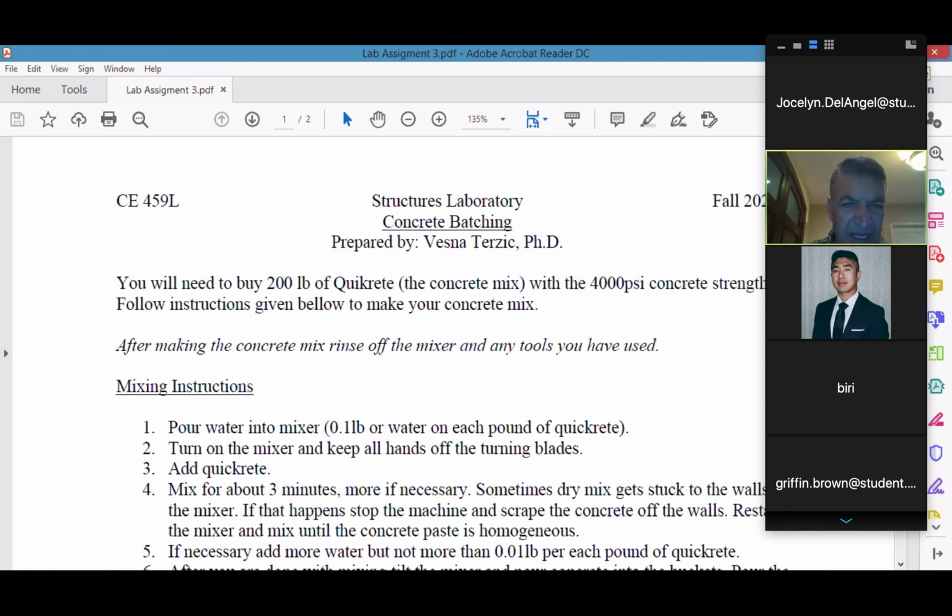Let's look at assignment number 4. See what assignment number 4 says. And that's the last assignment for the lab.